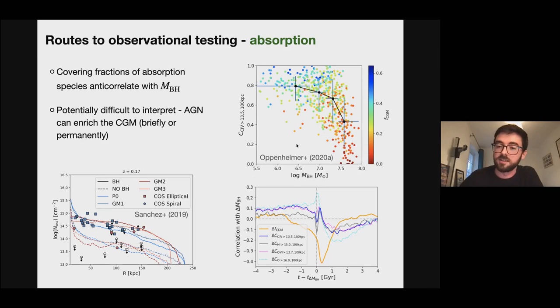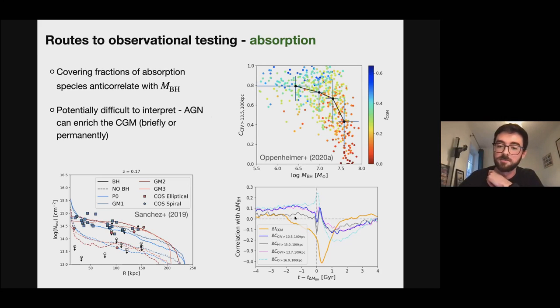So Ben showed in a paper that we did last year that you can use the covering fractions of absorbers such as carbon-4 as a nice proxy for the CGM mass fraction. And in EAGLE, we find that there's a really nice anti-correlation in a narrow halo mass window between the black hole mass and the covering fractions of absorbers such as carbon-4. But there are some difficulties in the interpretation of something like this if you were to go and do these observations. So primarily, there's this issue that AGN feedback can actually briefly enrich the CGM with these ions before these ions ultimately become reflective of having evacuated the CGM.